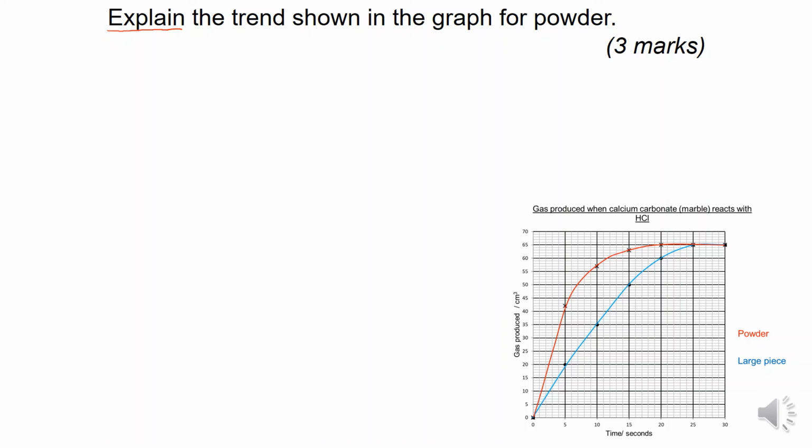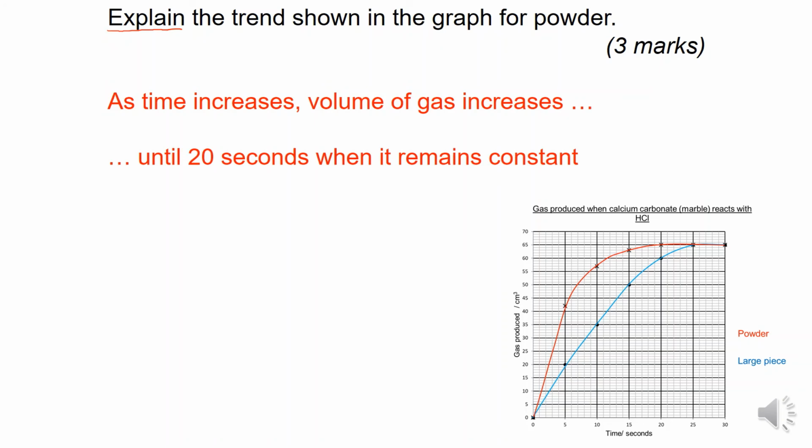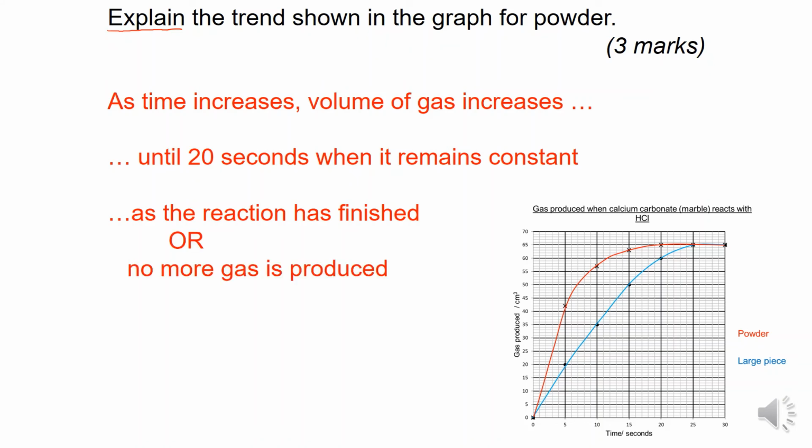So as it is describe and explain, that's what explain takes into account. Explaining the trend, we need to state the trend first. So this is the same as the previous question. As time increases, volume of gas increases until 20 seconds when it remains constant. But then we have to give a reason for why it remains constant. And I would say as the reaction has finished. So it remains constant because no more gas is being produced. So we could say that no more gas is produced for the 3rd mark. Or we could say a reactant has been used up, and that would cause, therefore, no gas to be produced or the reaction to finish. So just make sure when you do an explain question that you give that final because, and you give a reason for why you're seeing that trend.